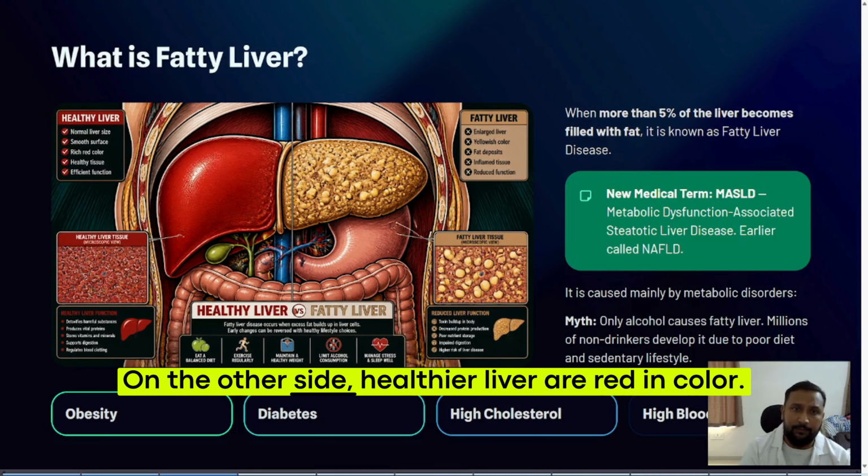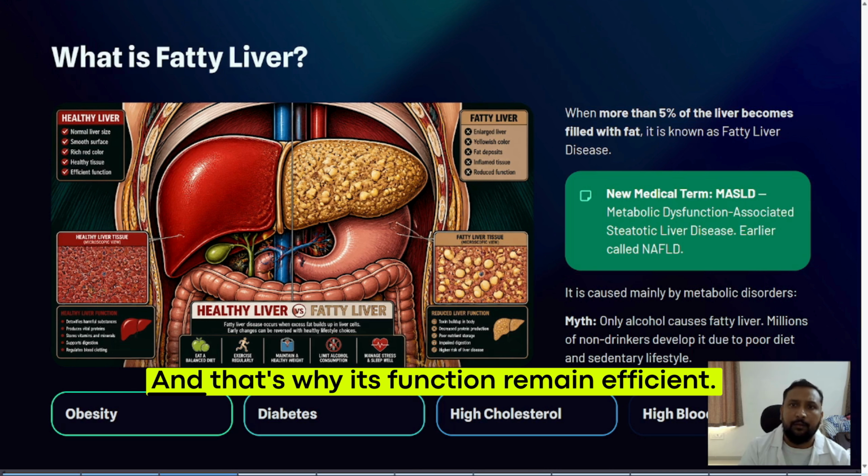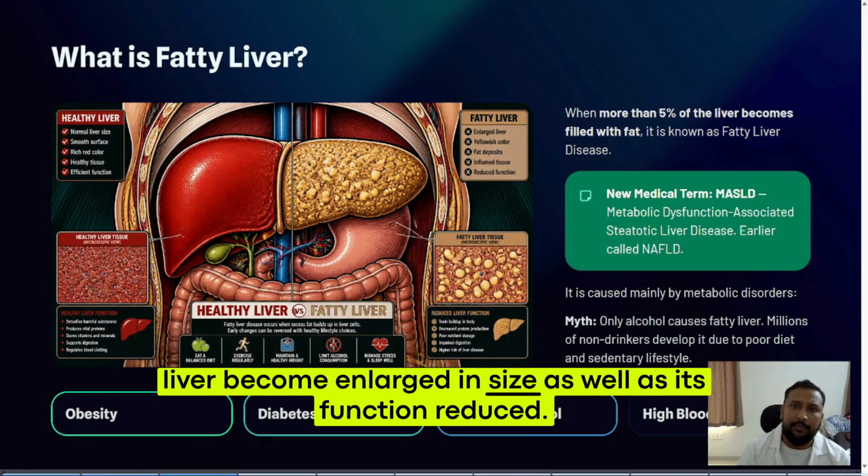On the other side, the healthy liver is red in color. The surface is very smooth. The tissue seems very healthy, and that's why its function remains efficient. But in case of fatty liver, the liver becomes enlarged in size and its function is reduced.